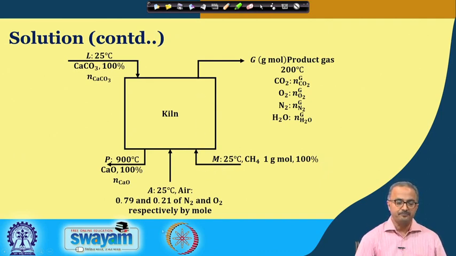Okay. Now, along with methane, we are also sending the air, and again we are assuming the air to be a binary mixture of nitrogen and oxygen, and nitrogen is taken to be 0.79 mole fraction and oxygen taken to be 0.21 mole fraction.